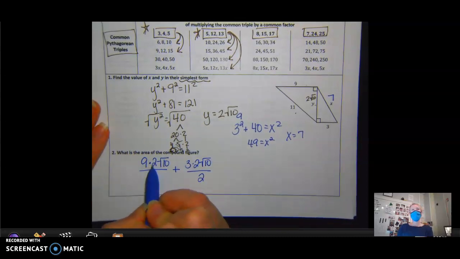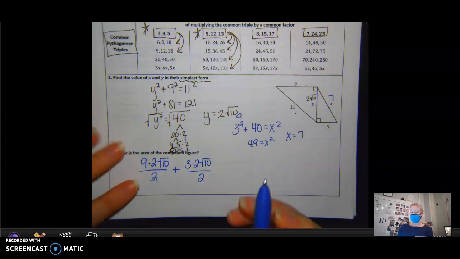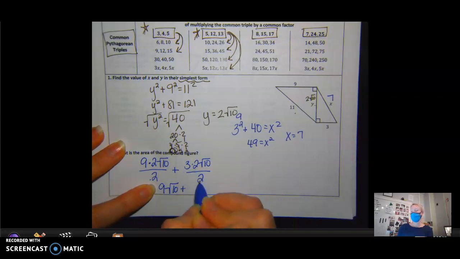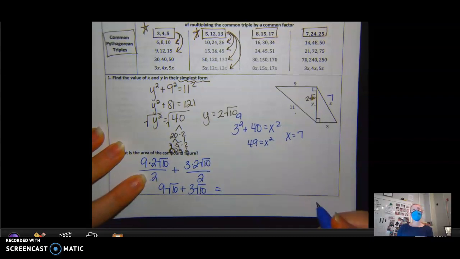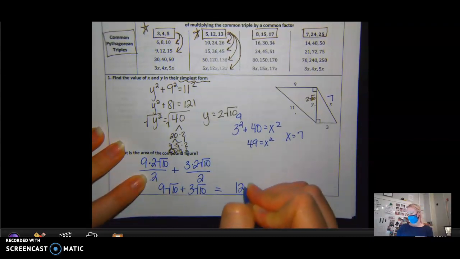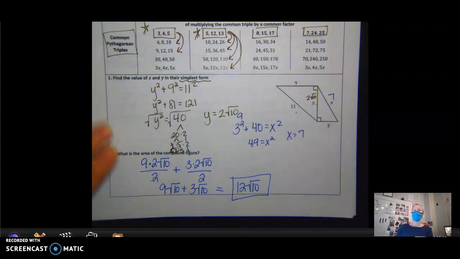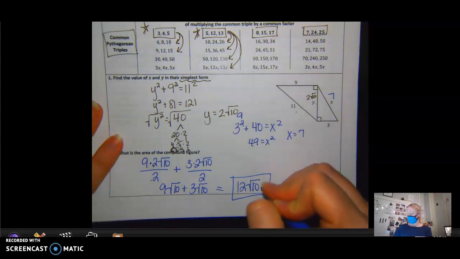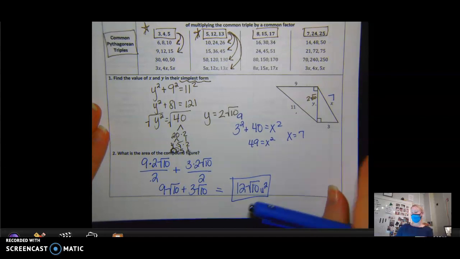Okay, what's 9 times 2? What's 18 divided by 2? So that's really 9 square roots of 10 plus, what's 3 times 2 divided by 2, guys? That's 3 square roots of 10. Add those two things together and what do I get? 12 square roots of 10. All concepts we just talked about in that mini radicals unit, right? So that is the area. So we're going to say units squared of some sort. All right, next page. Because the formula for area of a triangle is just base times height divided by 2.